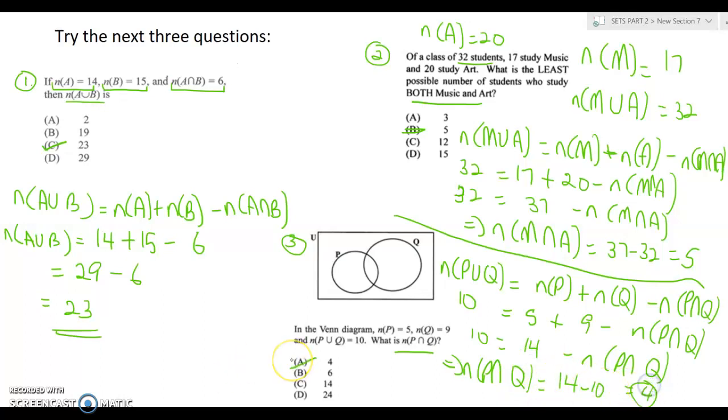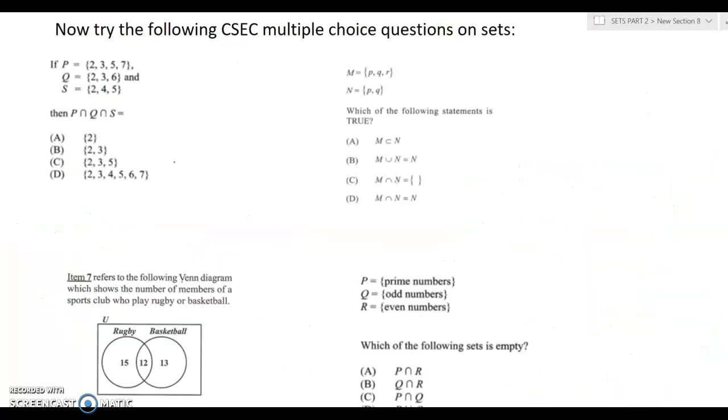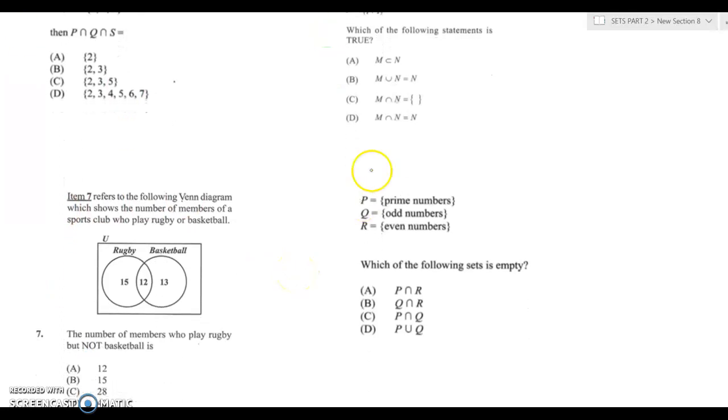The answer is A, 4. So again, these are similar questions that come up. And as I said, sets come in multiple choice only, so it's good to really go through these multiple choice questions over and over. All right, some lighter questions. Let me just number them, 5, and we could call this 6, since this one was already named 7.